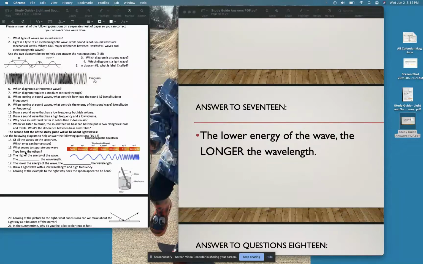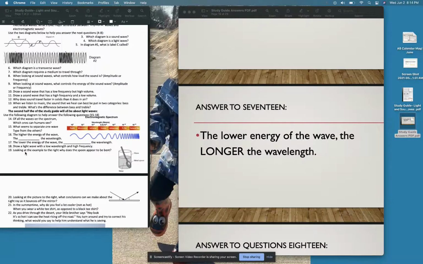Okay, so we're at the last tail end of the study guide, but looking at number 18, draw a light wave with low wavelength and a high frequency. Well, that means that the wavelength is going to be the distance between two waves, so that means it needs to be small, and the vibrations need to be a lot.